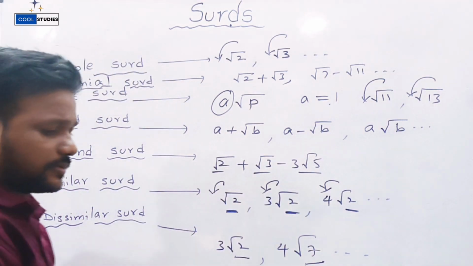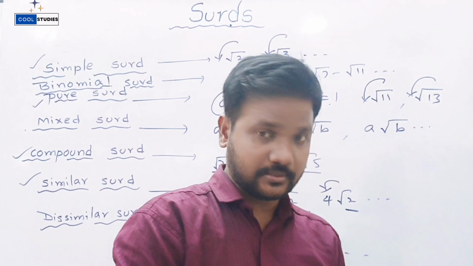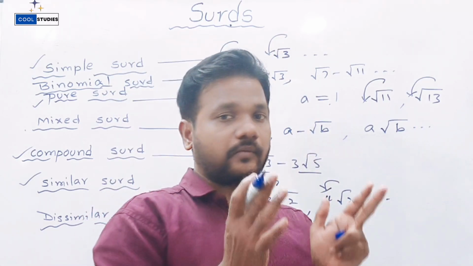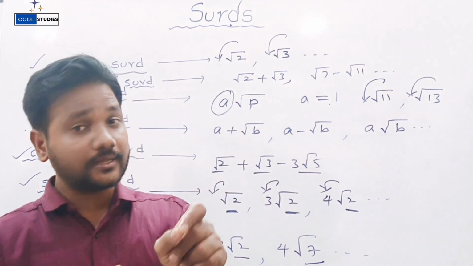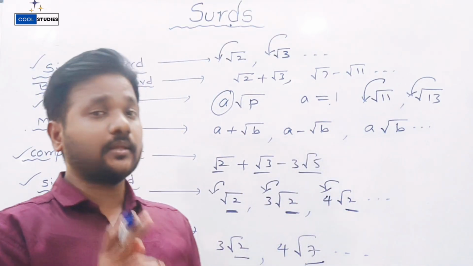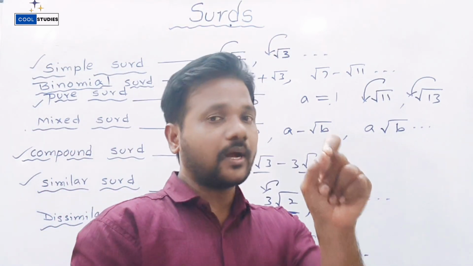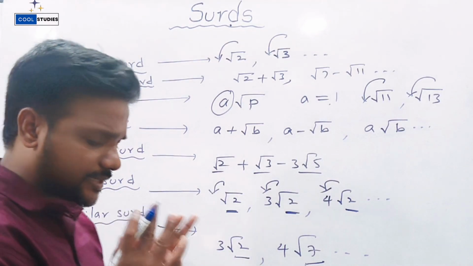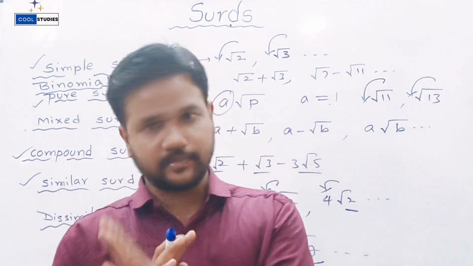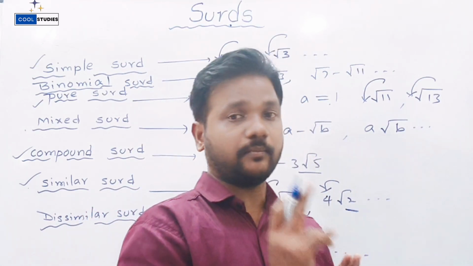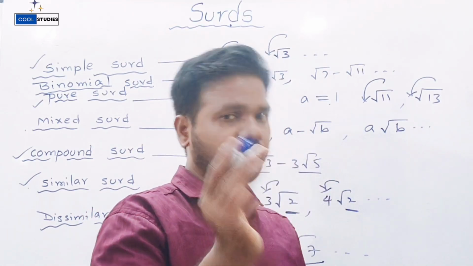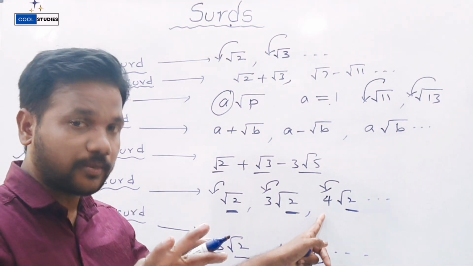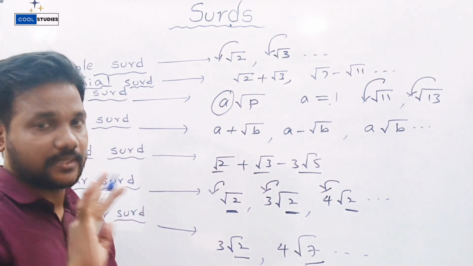Compound surd means two or more surds. The surd contains two or more surds. If a surd has two or more surds inside it, then we call it a compound surd. Then similar surds means the surds are the same. The surds are all the same but their multiples are different. If not, we call them dissimilar surds.